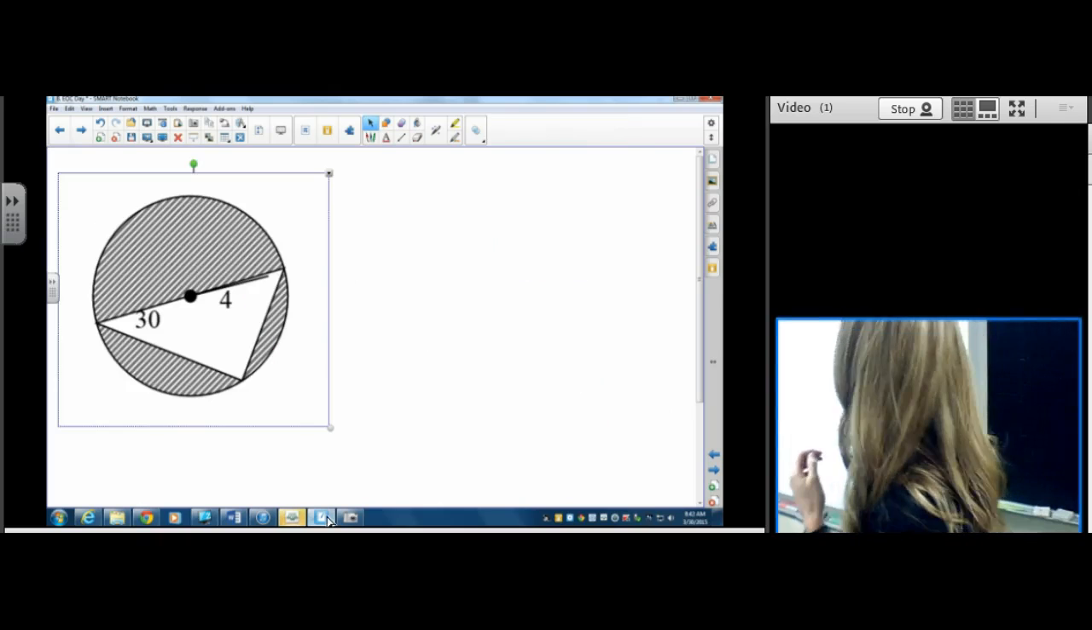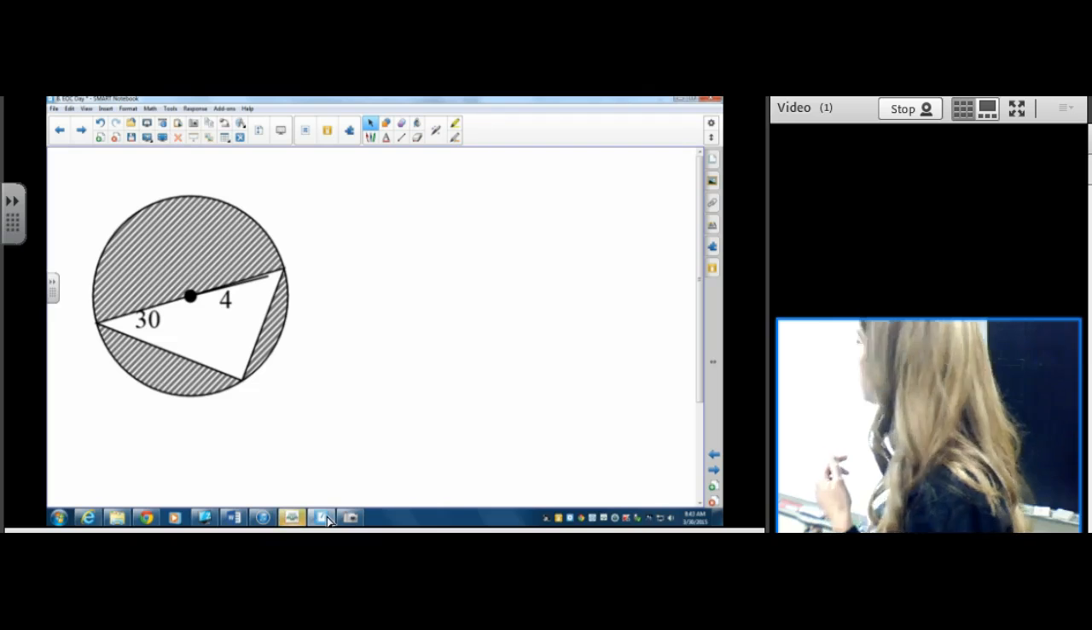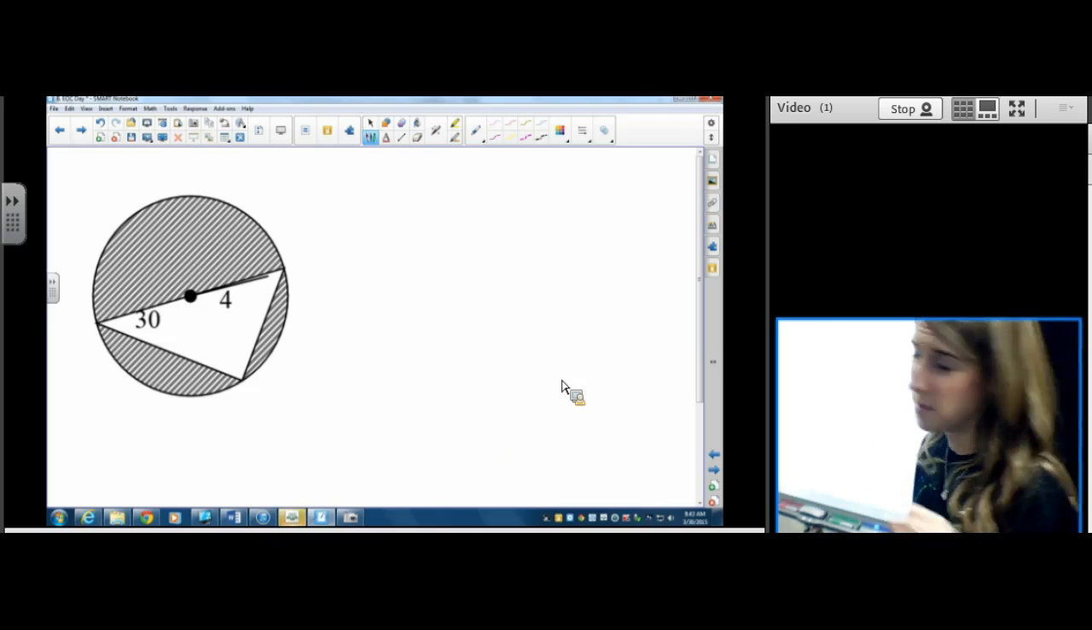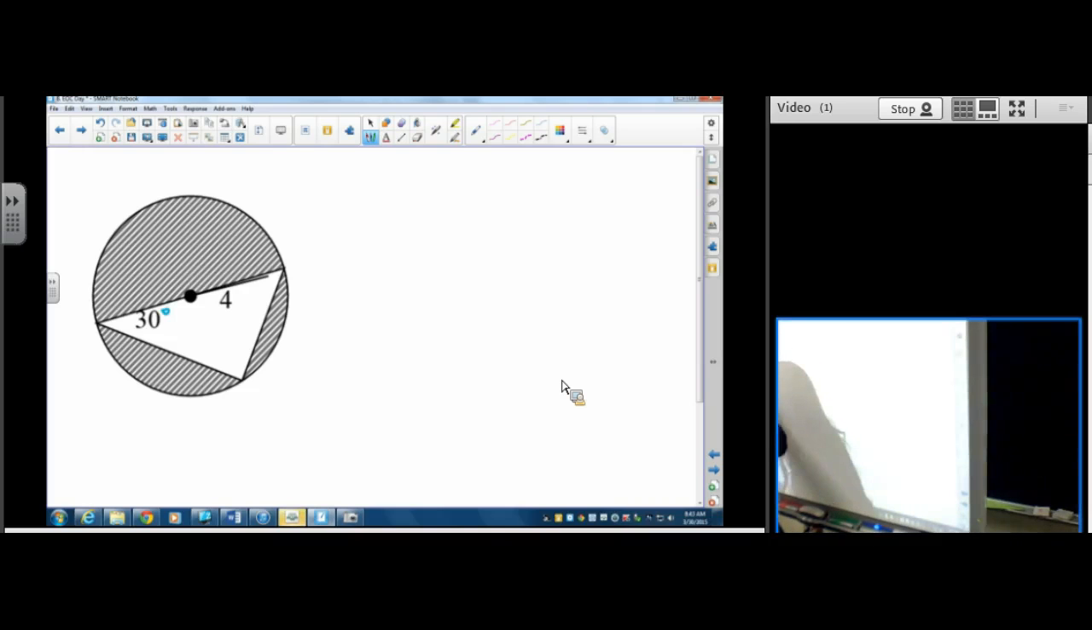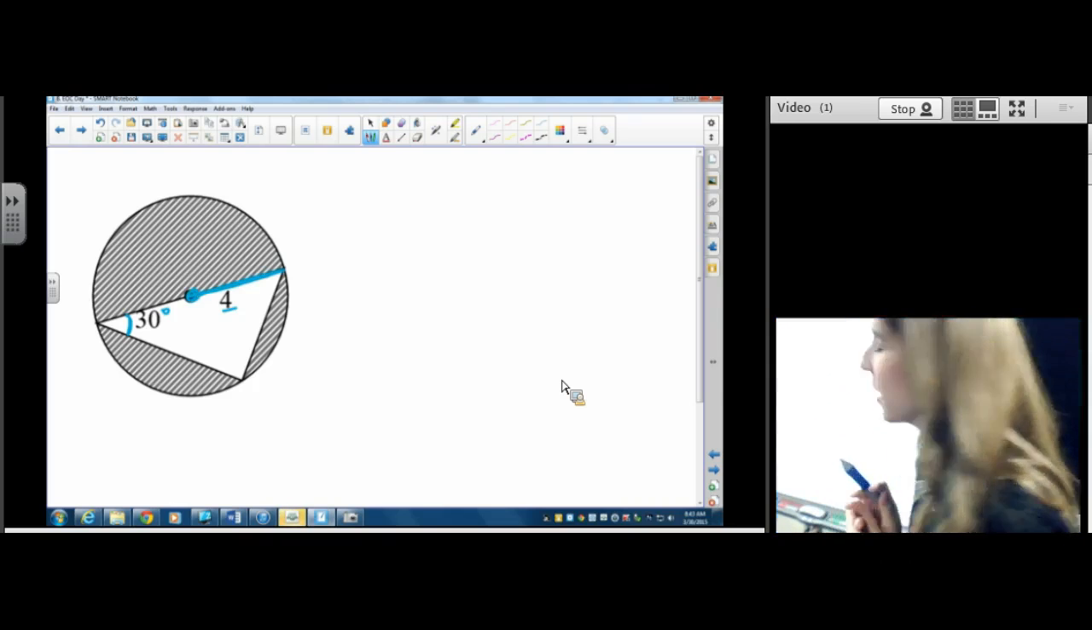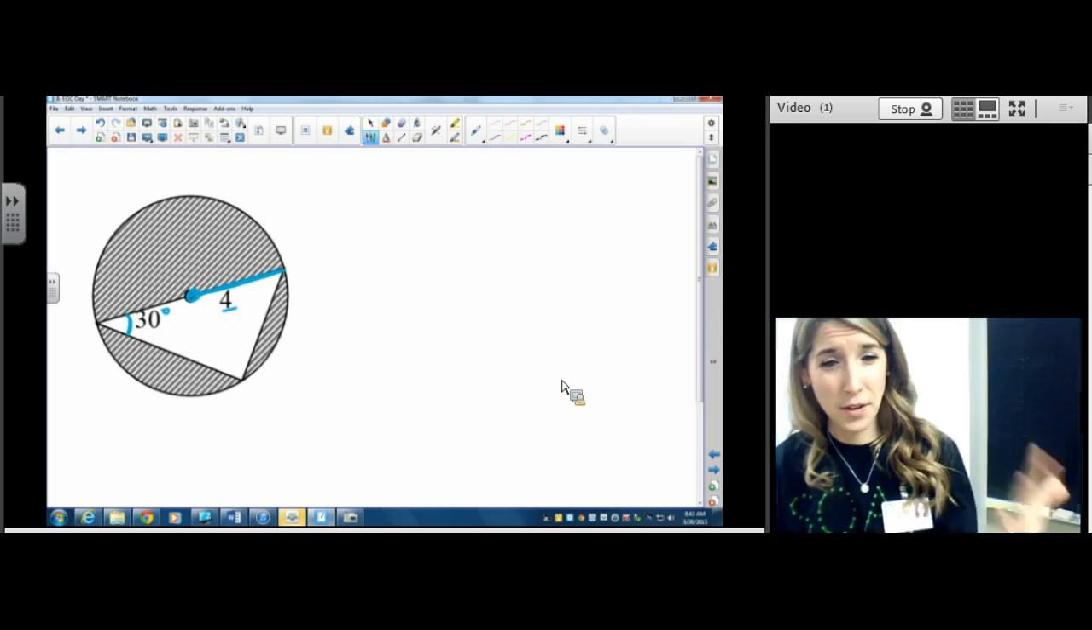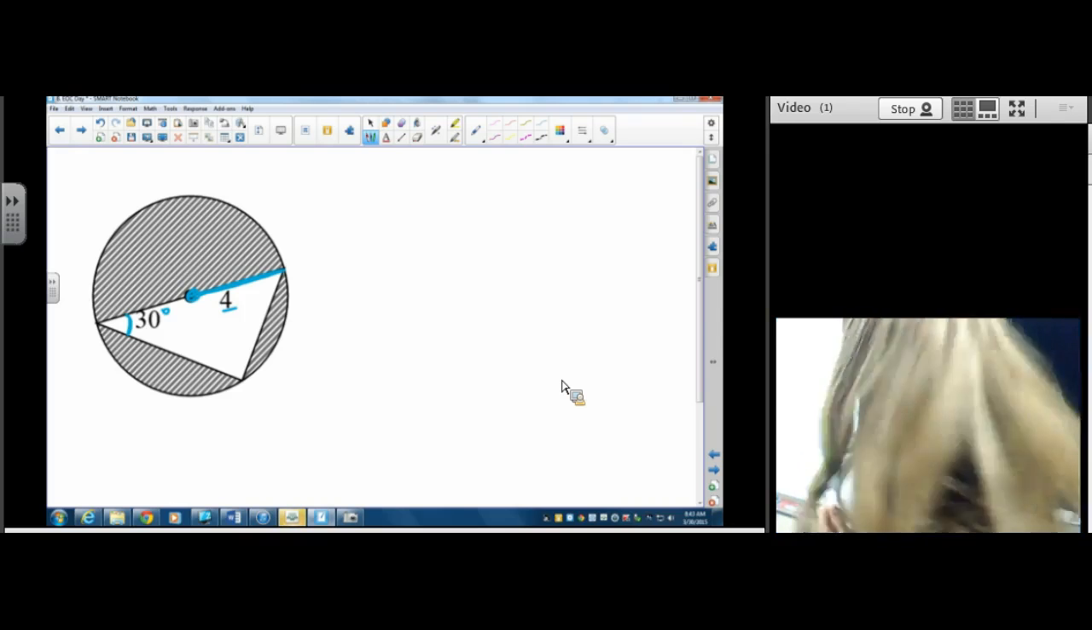Okay, this is number 18. This one is a little confusing because of how the picture's labeled. I didn't make this picture. I'm so sorry. This is a 30-degree angle, and this means that the radius is 4. So that could have been confusing from the start if you didn't even know what those numbers meant.